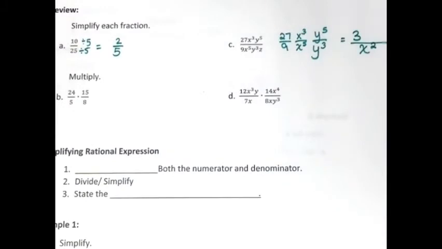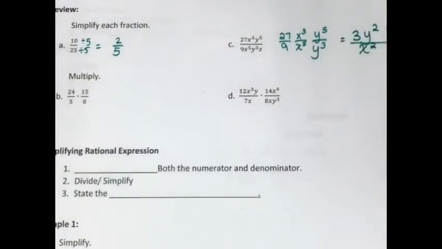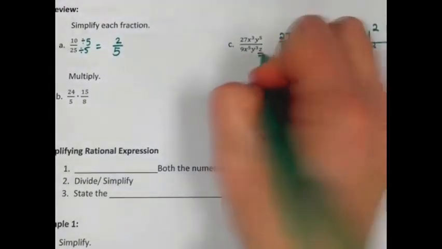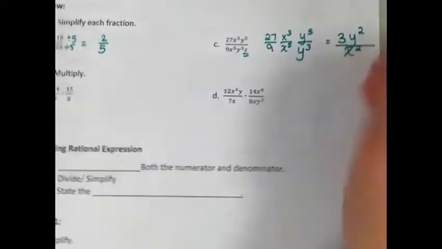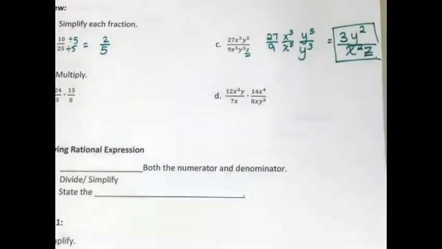So where's that y gonna end up at? Top, and what's 5 minus 3? 2, so we have y squared up top with the 3. And then we have a lonely z. Where's that z gonna stay? On the bottom. Good, so we have 3y squared over x squared z. Okay, any questions with that?